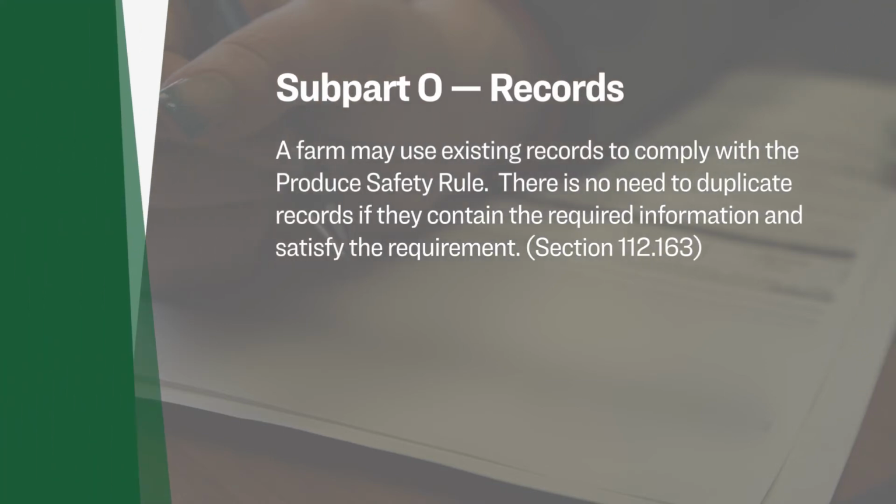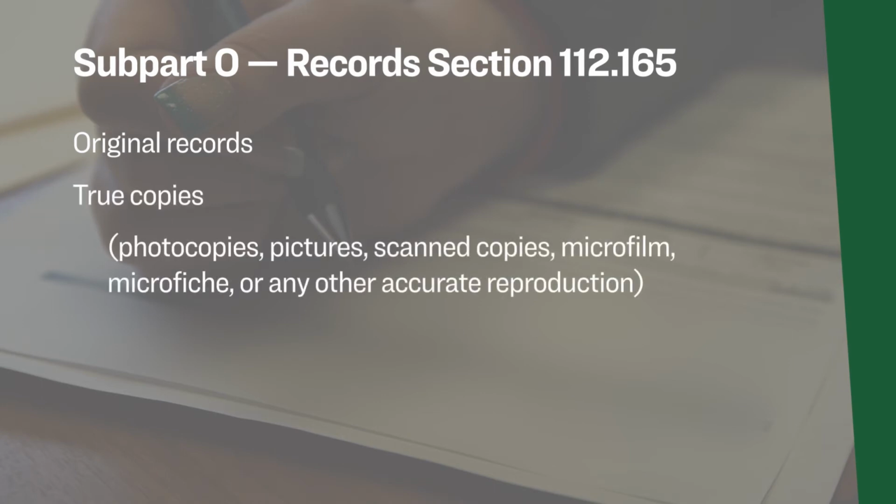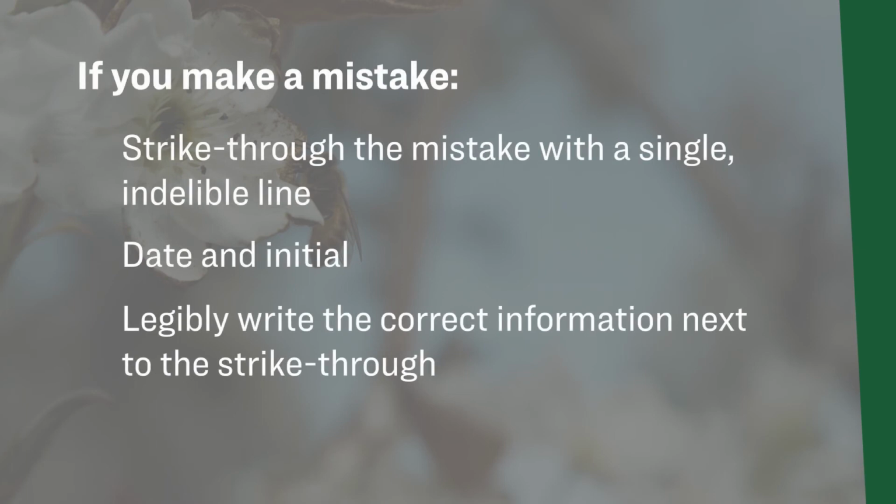Records required by the Produce Safety Rule must be kept as original records. True copies, such as photocopies, pictures, scanned copies, microfilm, microfiche, any other accurate reproductions of the original records, or electronic records are also acceptable. The original records must be completed at the time when the activity is performed, and they must be dated and have the operator's original signature or initials on them. Records must be accurate, legible, clearly readable, and indelible, which means permanent or written in ink. If you make a mistake on a record, simply strike through the mistake with one single indelible line, date and initial it, then legibly write the correct information next to it.